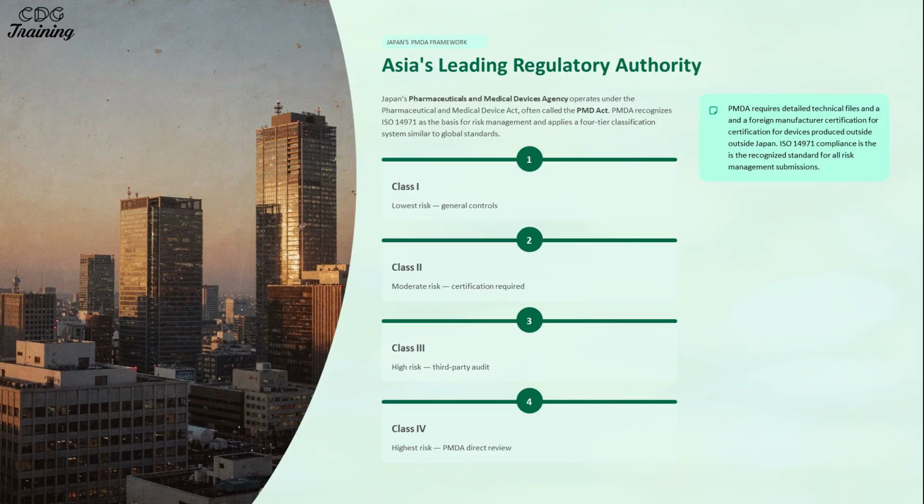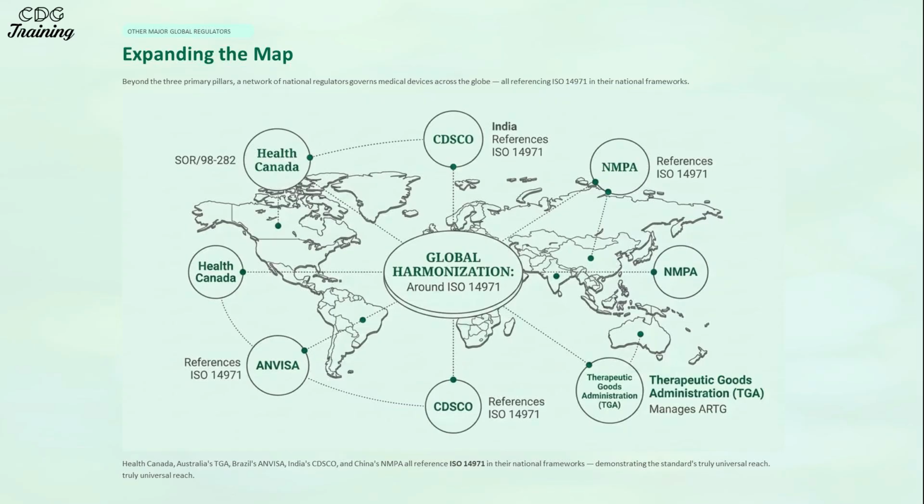Japan's PMDA is a leading regulatory authority in Asia, with a four-tier classification system. It requires detailed technical files and certifications, ensuring devices meet global standards for safety and efficacy. Global harmonization efforts extend beyond the primary pillars, with countries like India, Canada, and Brazil referencing ISO 14971 in their frameworks. This creates a universal approach to medical device regulation.